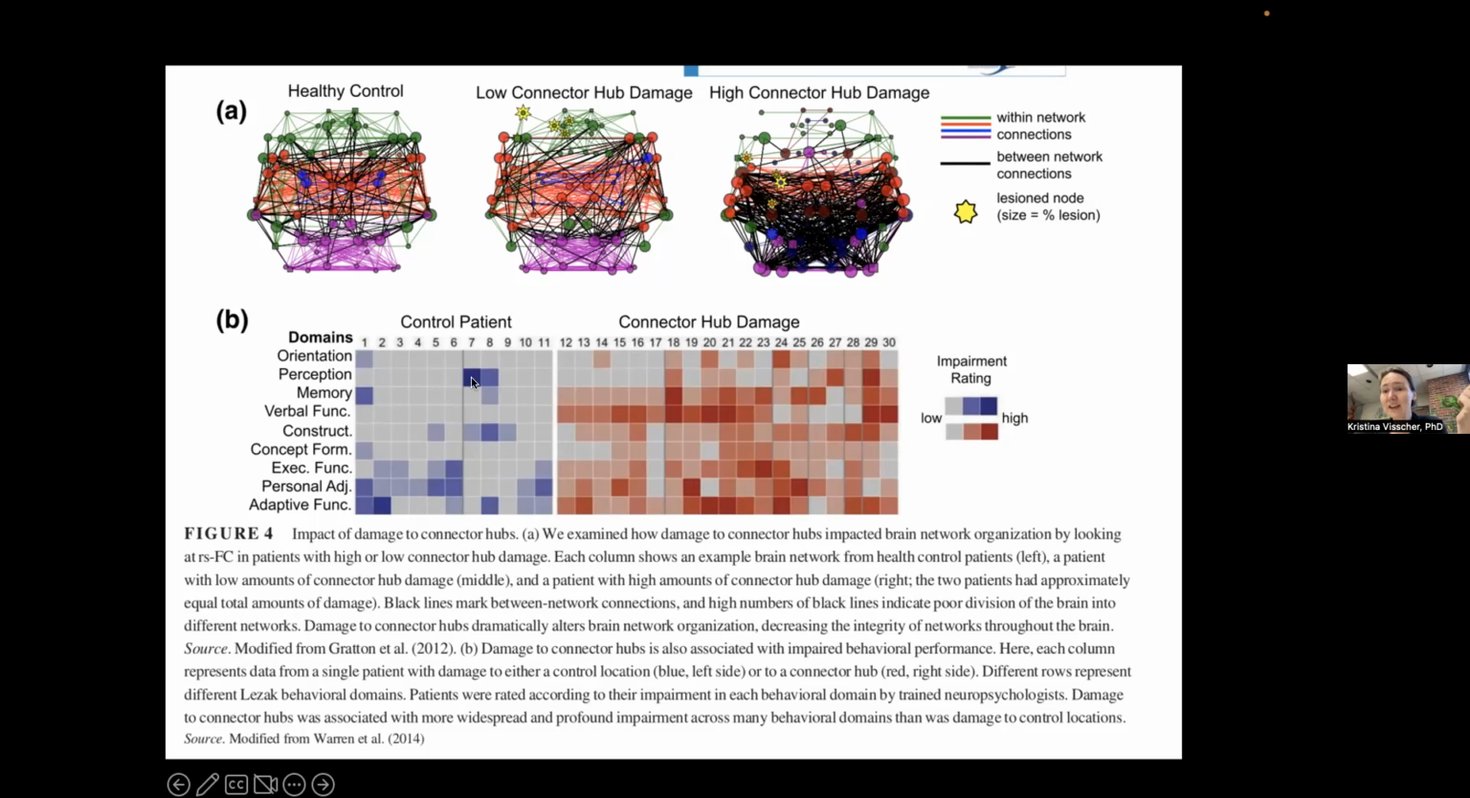Patient 7 really has a problem with perception. Patient 2 has a very strong problem with adaptive functioning. But generally, their problems tend to be pretty discrete, not entirely discrete, but they're not having wide-scale problems. Whereas those subjects who had damage to a connector hub have wide-scale problems. They tend to be impaired in a larger number of domains than the controls.